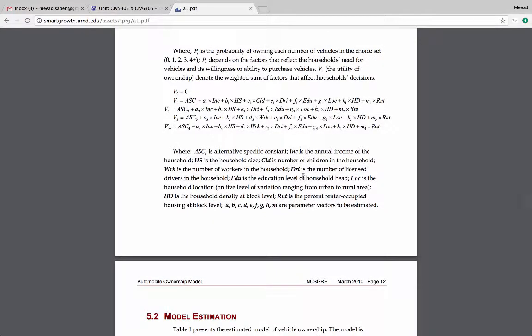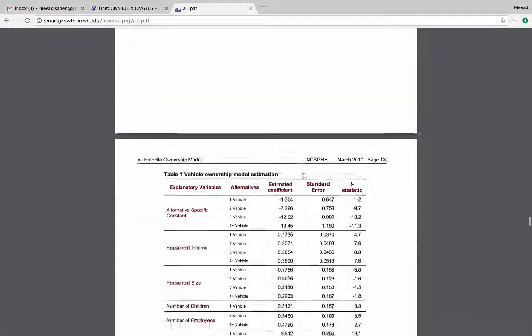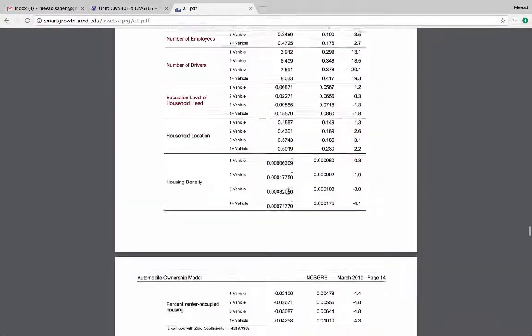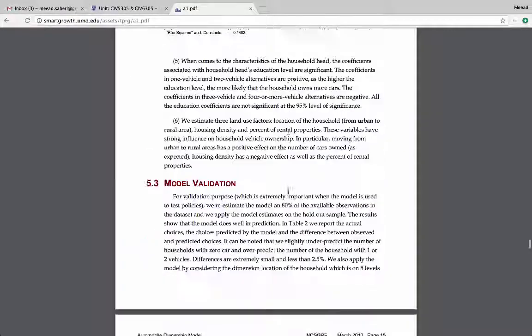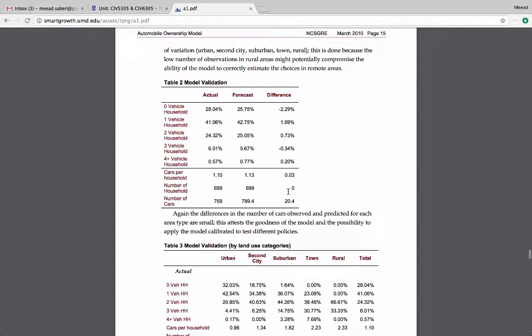And then using Biogeme or any other software, you can start estimating these coefficients, and then when you estimate the coefficients, you can start calculating the probabilities and forecasting the number of households that have 0 cars, the number of households that have 1 vehicle, and so on and so forth.